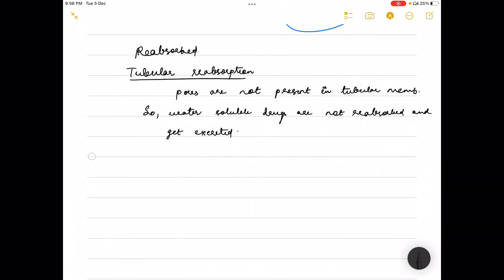Also, we know that the unionized drugs get reabsorbed and the ionized drugs get excreted. So therefore, if the drug and the media are the same, the drug becomes unionized and it gets reabsorbed. If the drug and the media are different, then the drug is not absorbed and it is excreted.